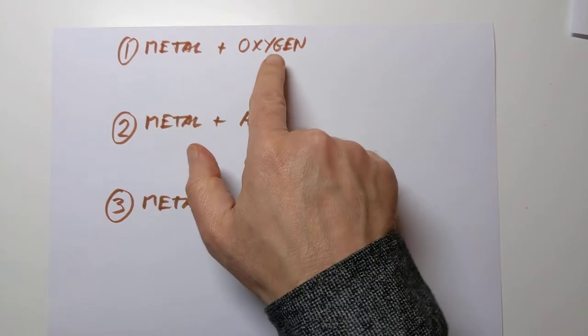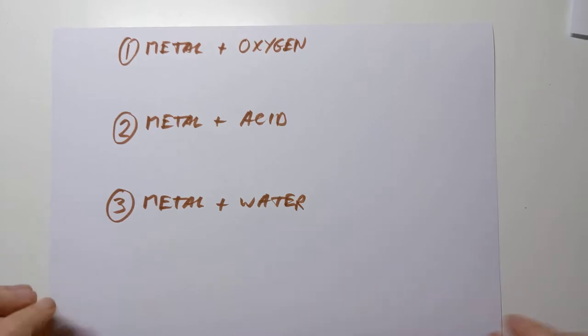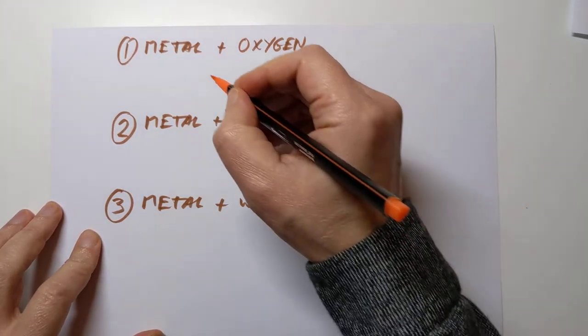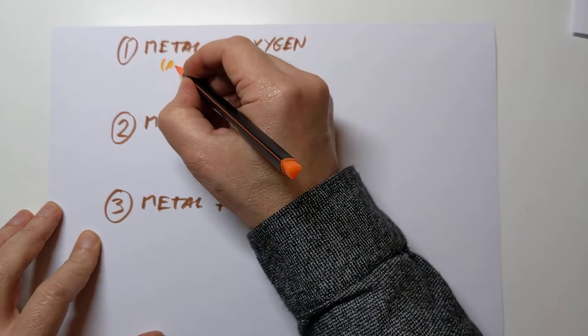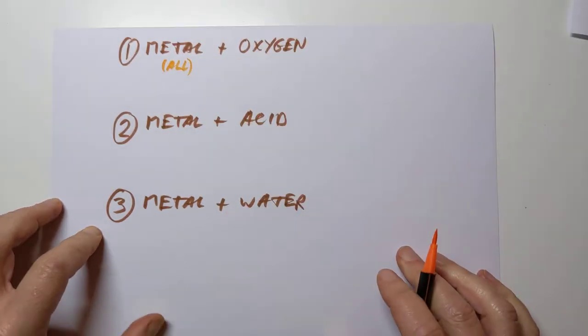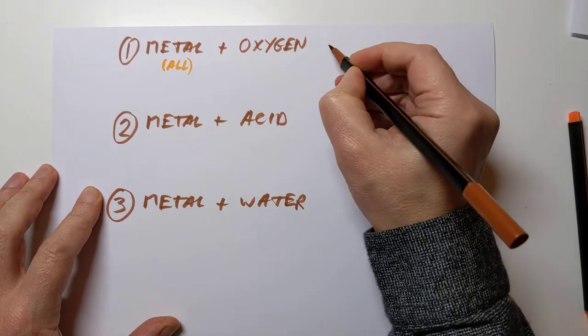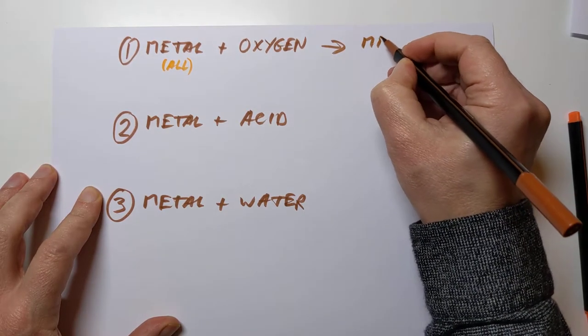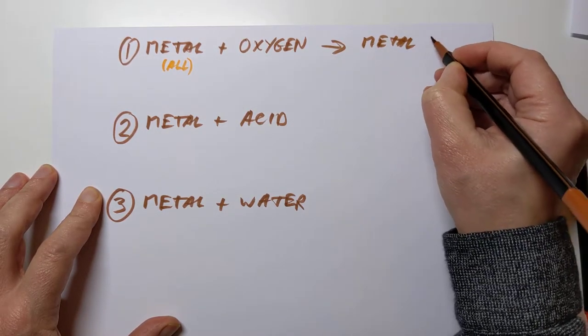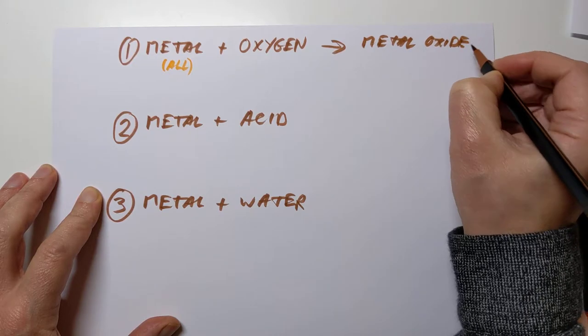Okay, so let's look at these three reactions here, guys. Metal plus oxygen is reaction number one. This applies pretty much to almost all metals. There are a few exceptions like gold and platinum, but pretty much all metals will do this. And it makes, very simply, a single thing. It makes a metal oxide. That is it. Can't get much easier than that.